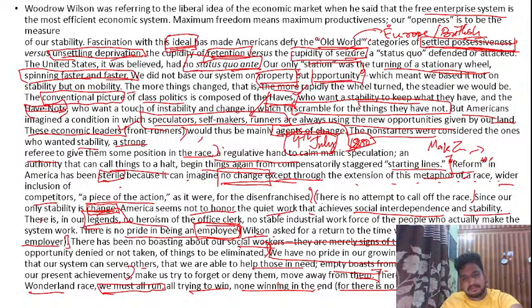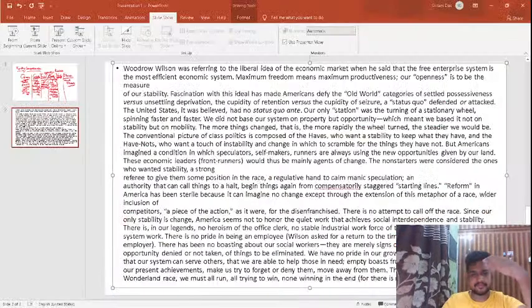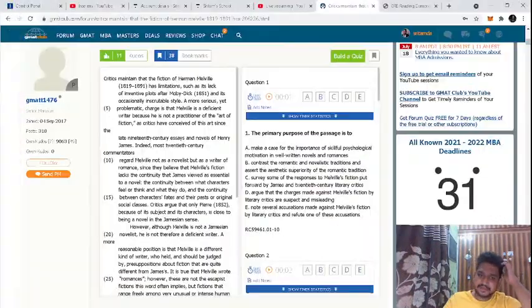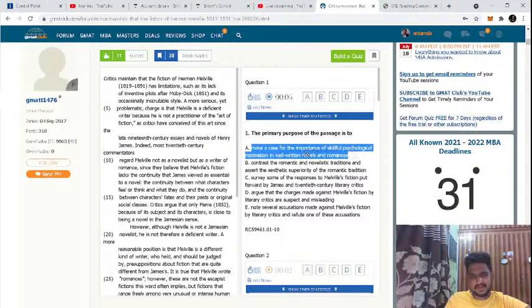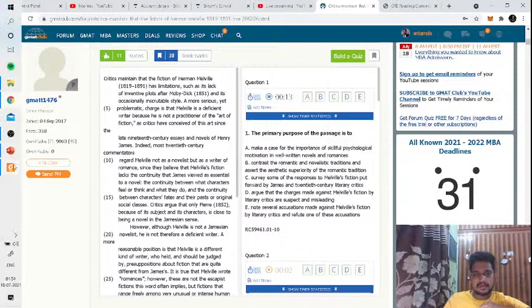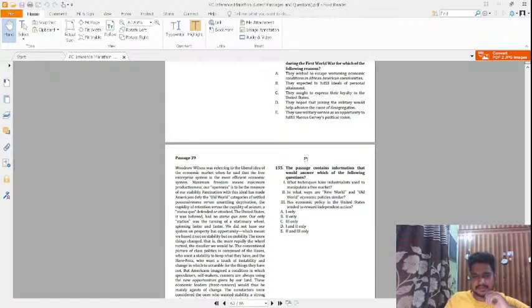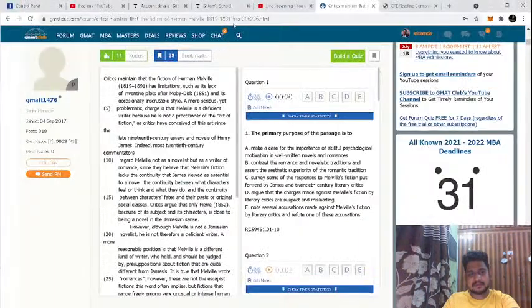Now comes the main part. We can go about solving the questions. It's time for practice. The primary purpose of the passage is to make a case for the importance of skillful, no-nonsense contrast in the romantic and novelistic. Oh, okay. Hold on. We can go here. The passage contains the Woodrow Wilson passage, right?